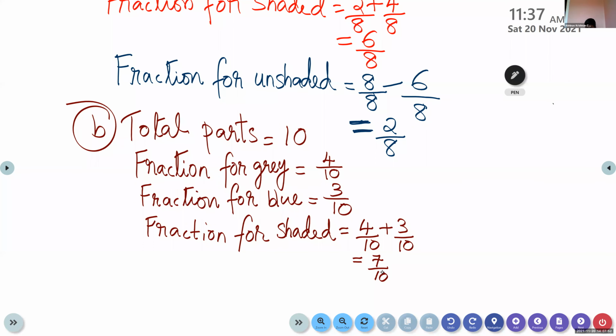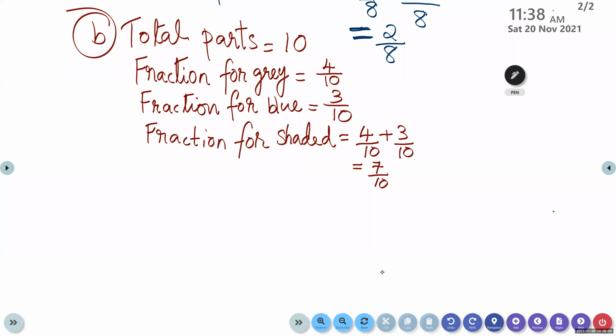Now we have to write only one sentence more. So adjust the space. That's why I told you before starting this question. Ma'am, I have 3 lines. Okay, children, you can start. Ma'am, I have more space to write. Okay, my dear. Total parts we have given, and the fraction for gray color, fraction for blue, fraction for shaded we have found using addition.